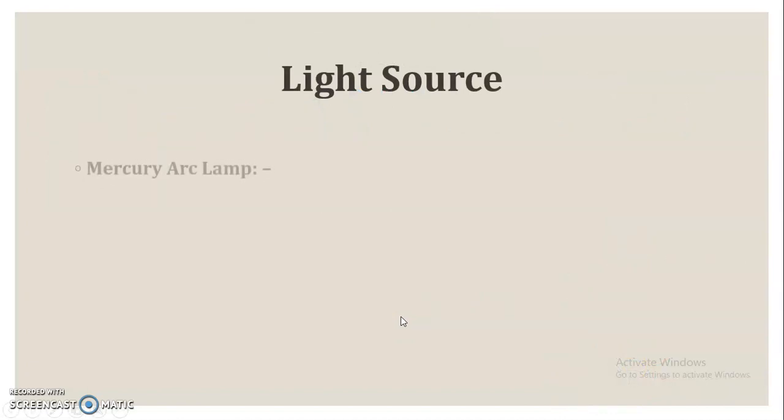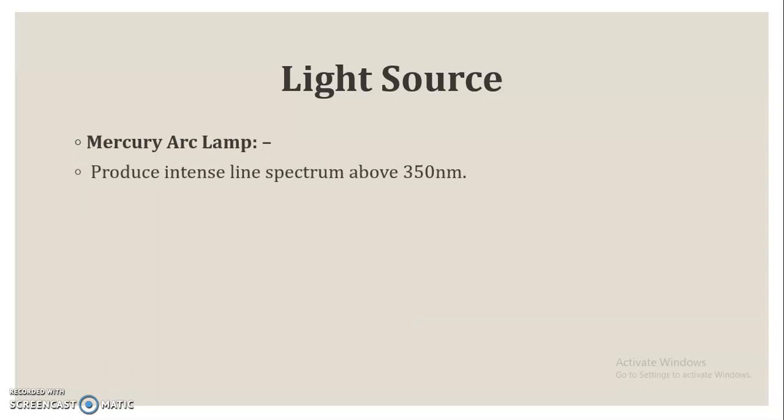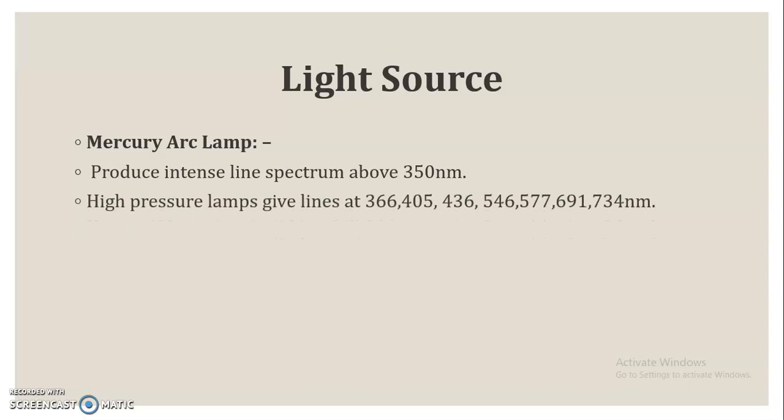Now there are different types of light sources that are used, mainly the mercury arc lamp, which is the most widely used light source in the fluorimeter. It produces an intense line spectrum above 350 nanometers. This high pressure lamp gives lines at 366, 405, 436, 546, 577, 691 and 734 nanometers.